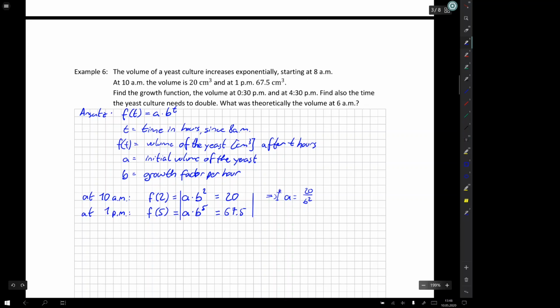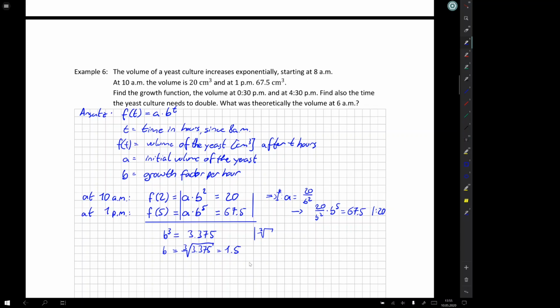Let's call that 1 star. And then let's insert that now into the second equation. So we get 20 divided by b squared times b to the power of 5 equals 67.5. Now we can divide by 20 and at the same time cancel out b to the power of 5 by b to the power of 2, which yields b to the power of 3. Let's continue down here on the left-hand side. 67.5 divided by 20 is 3.375. And now to find b, we just take the third root. So b is the third root of 3.375, and it turns out that that's exactly 1.5.